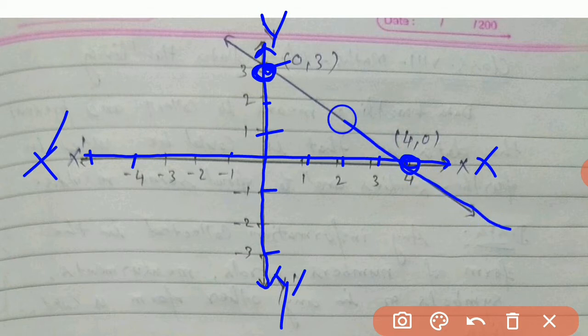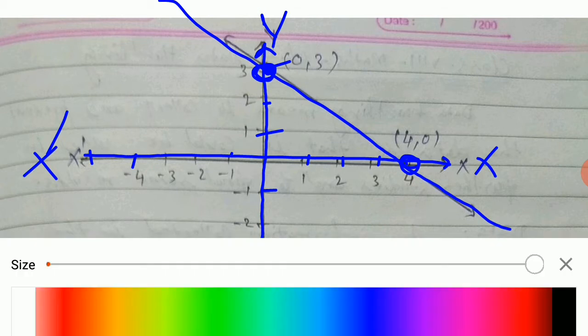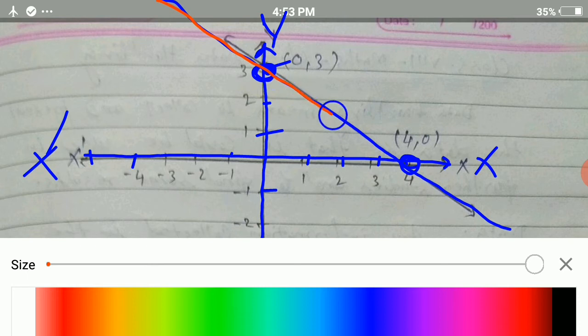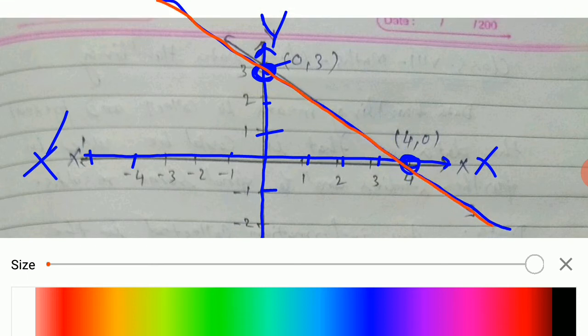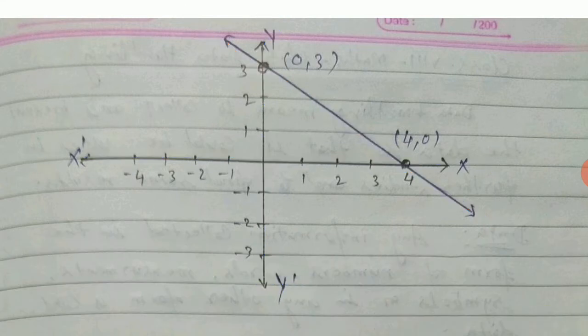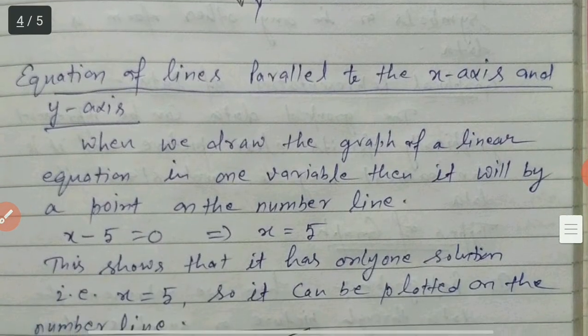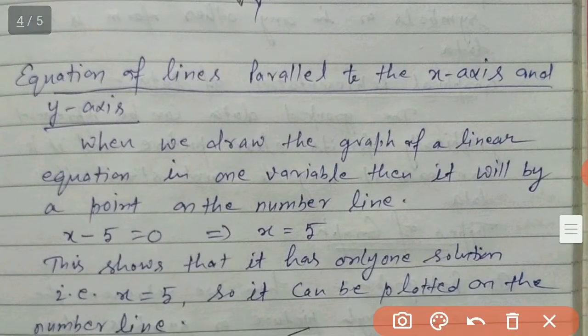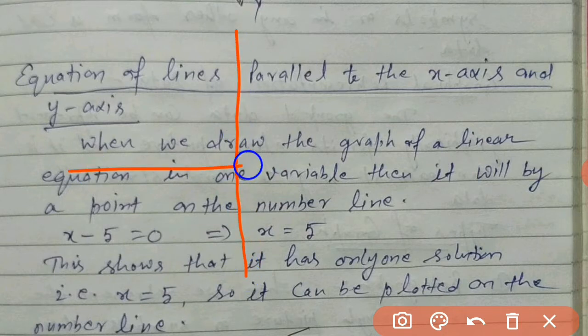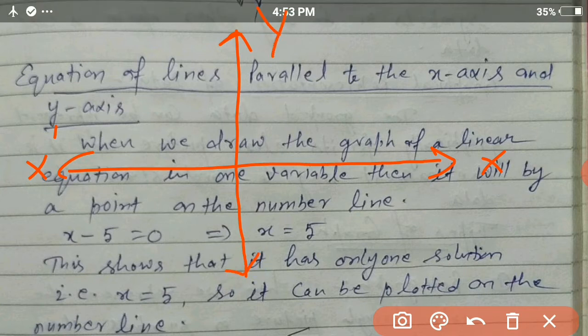We will get the required line. This is the graph of the linear equation in two variables. Equation of a line parallel to x-axis and y-axis. Here this is x-axis, x dash. This is y-axis, this is y and y dash.